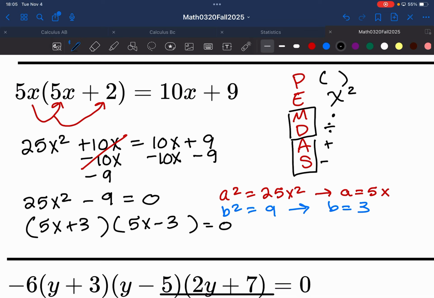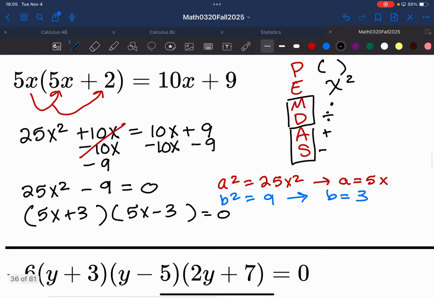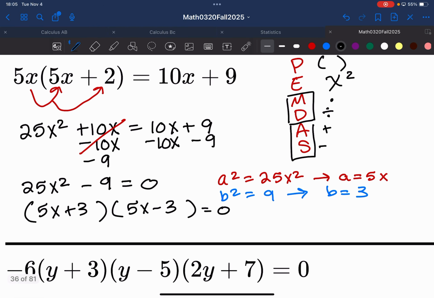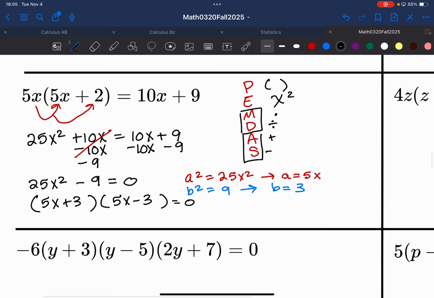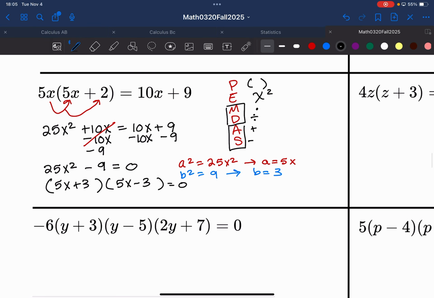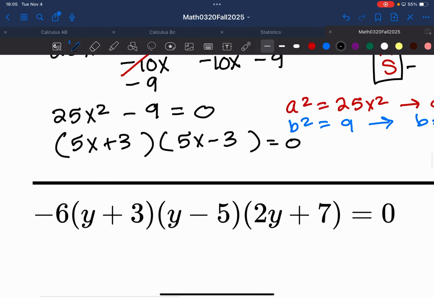So remember, with these perfect squares, one parenthesis is positive, one is negative. And it doesn't matter which one, okay? The order doesn't matter here because we're multiplying, as long as one has a positive and one has a negative. But I'm solving here, so what's my next step? Set them equal to 0. See, I ran out of space. It's okay. So 5x plus 3 equals 0 and 5x minus 3 equals 0.